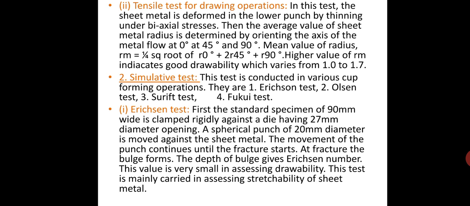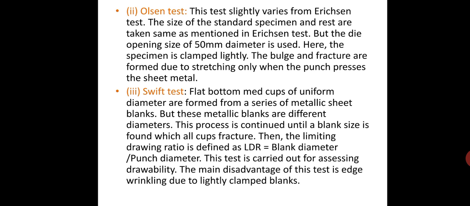The next test is the Olsen test. Similar to the Erichsen test, this test varies slightly from the Erichsen test. The size of the standard specimen and the test are the same as mentioned in the Erichsen test, but a die opening size of 50 mm diameter is used.